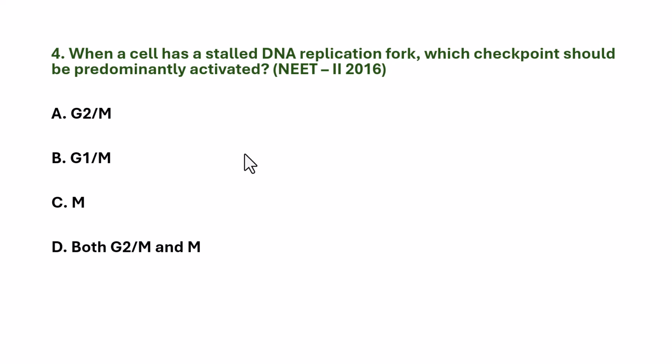When a cell has a stalled DNA replication fork, which checkpoint should be predominantly activated? This is from 2016, okay? The options are A, G2 or M phase, B, G1 or M phase, C, M phase, D, both G2, M and M phase. So the answer is G2, M phase, that is option A.